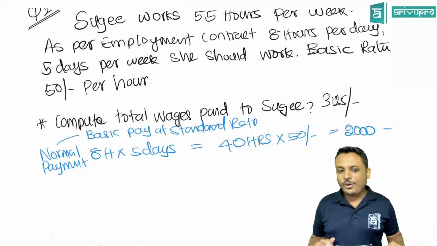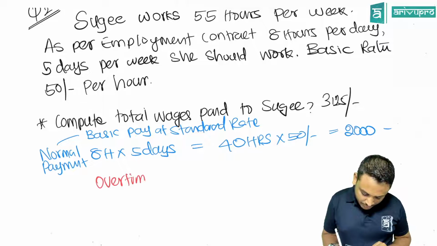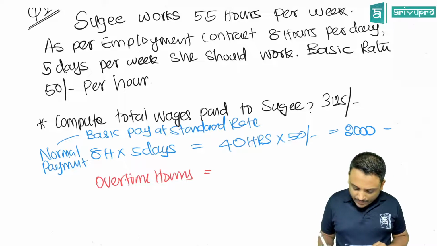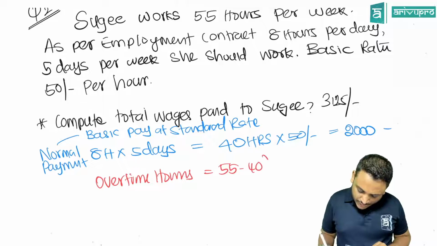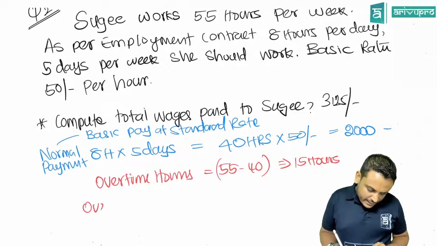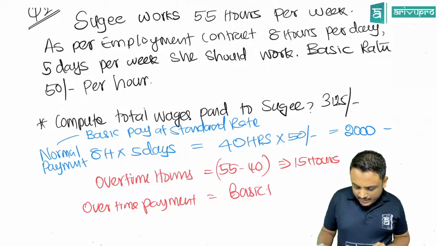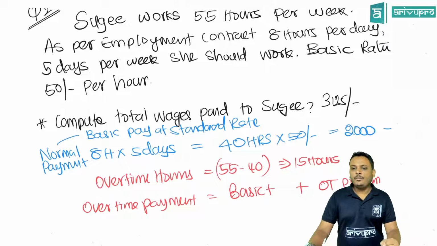Now let's come to the overtime side, right? How many overtime hours? So 55 minus 40, overtime hours are 15 hours. Overtime payment includes basic payment plus overtime premium. Basic payment plus overtime premium.